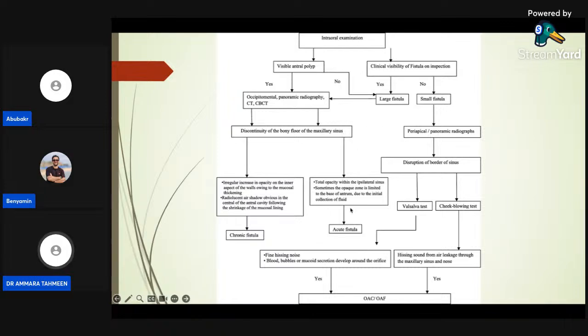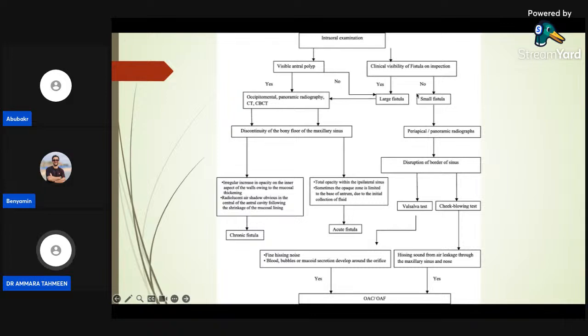And also in some cases there will be complete opacity of the maxillary sinus on the affected side, due to the collection of the fluid in the sinus. So in this case, that is termed as acute fistula. If you are seeing the clear sinus with thickening of the mucosal lining, then that means it is a chronic fistula. If you're seeing acute fistula, you will see thickening of the sinus membrane, as well as the opacity covering the whole of the sinus region. That means it is in acute stage due to the presence of inflammatory fluid.